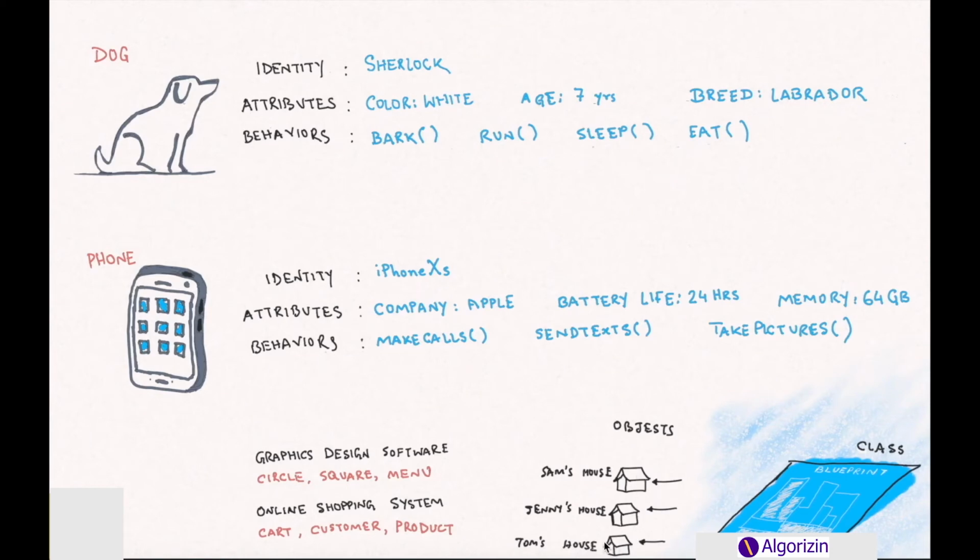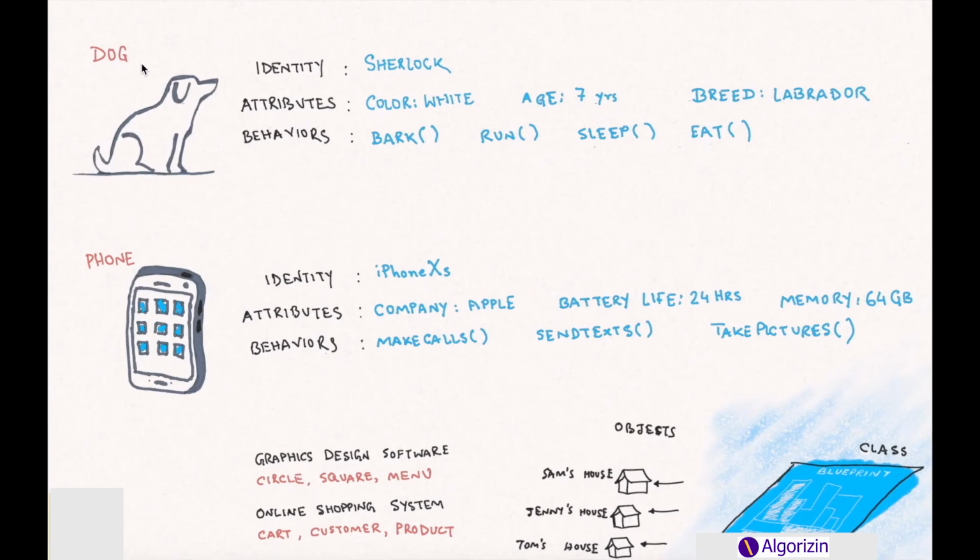So each of these different houses are different objects. Each house will have a different identity. This house's identity is Sam's house. This house's identity is Jenny's house. This house's identity is Tom's house. This house will have the same attributes as this house, and this house will also have the same attributes as all the other houses, because you created it from the same blueprint, right? So all of these houses will have attributes, behaviors, and identities, but the identity would be different and the values of the attributes would be different, but the behaviors will be more or less the same.